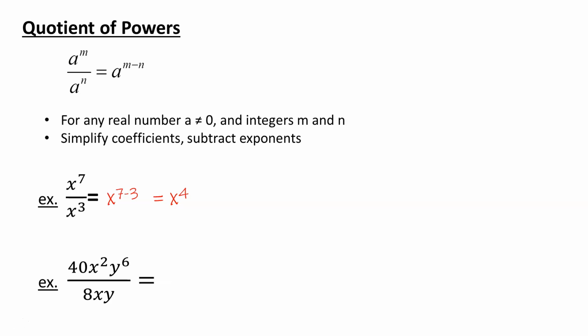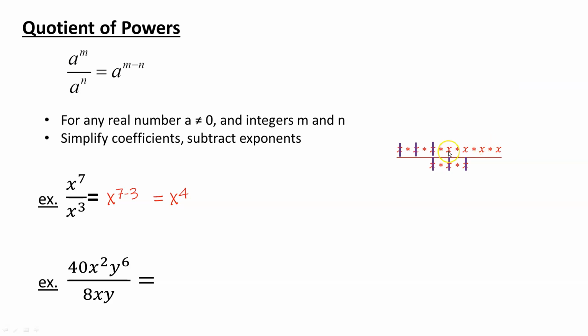Rather than just memorize this formula, it's helpful to think of the theory behind it. So the fraction broken down is going to look like this. We have x times itself 7 times on the top and times itself 3 times on the bottom. That's what x to the 7th means, and that's what x to the 3rd means. Now, if we have the same thing on the top and the bottom, it makes 1, so we can get rid of it. So there we go. We get rid of the ones that cancel.